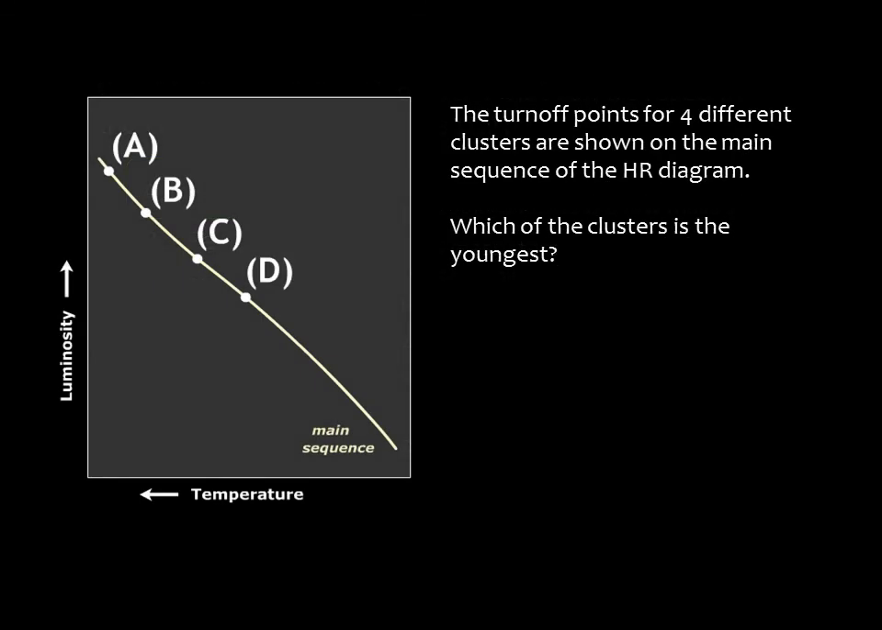This question may look similar to the first question I asked, but here we're focusing on star clusters and their main sequence turnoff points. So the question is asking, the turnoff points for 4 different clusters are shown on the main sequence of the HR diagram. Which of the clusters is the youngest?